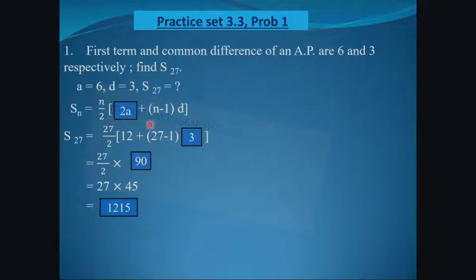Sn is n upon 2 bracket 2a plus n minus 1 d. A is 6, so 2 into 6 plus, now n is 27. Given S27, you want to find the sum till the 27th term. So 27 minus 1 into d. D is 3. So 27 upon 2 into bracket 12 plus 27 minus 1, that is 26 into 3. Overall, this becomes 90. 27 upon 2 into 90 is 27 into 45, which is 1215.